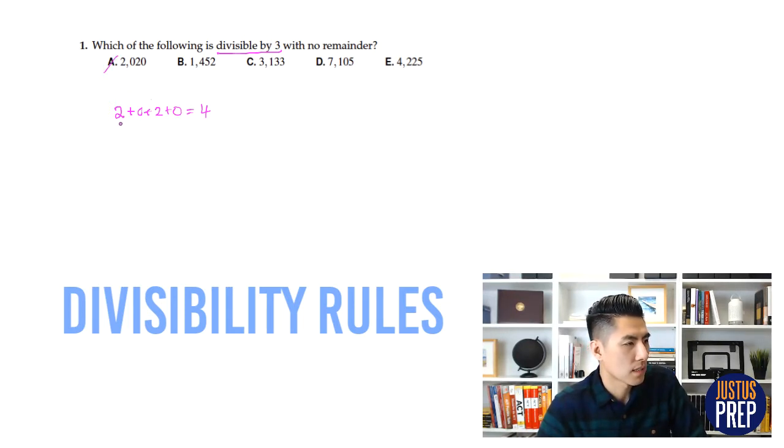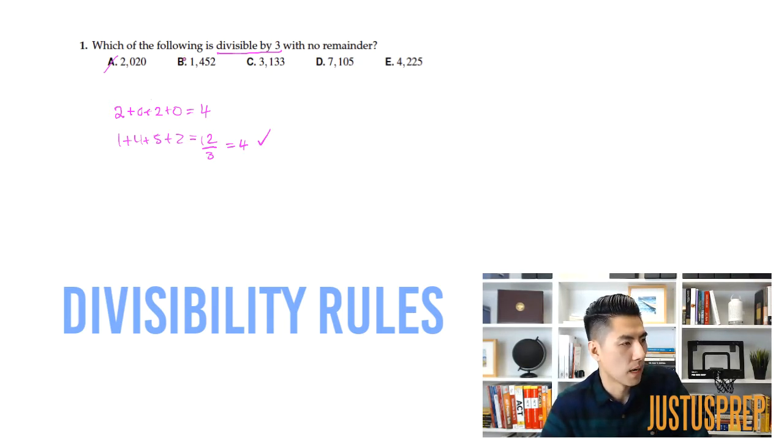And we can do the same thing for the rest of these answer choices. So we have 1 plus 4 plus 5 plus 2. That is 12. 12 is divisible by 3, so this ends up being our answer. Now we could do the same thing and check all of these, and we'll see that they are not divisible by 3. So the answer here is B.